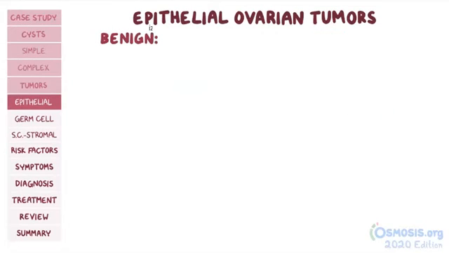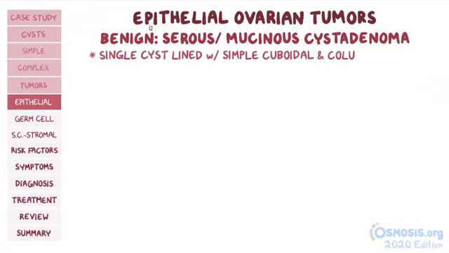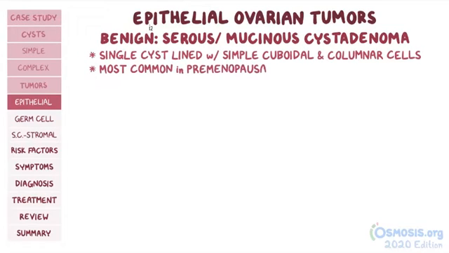The benign type is called serous or mucinous cystadenoma. Cystadenomas are usually a single cyst lined with simple cuboidal and columnar cells. On your test, they most commonly arise in premenopausal women who are between 30 and 40 years old.